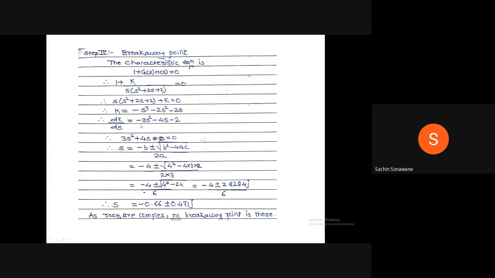Therefore, we have to differentiate it. dK by ds is equal to minus 3s square minus 4s minus 2. Therefore, 3s square plus 4s plus 2 is equal to 0. Solve this quadratic equation. Therefore, s is equal to minus 0.66 plus minus 0.471j.